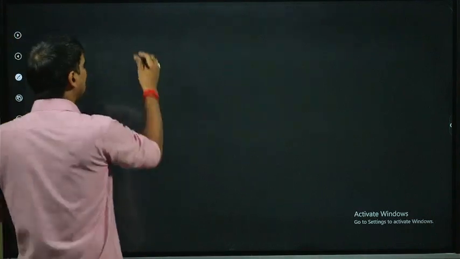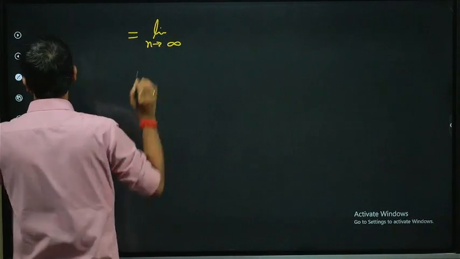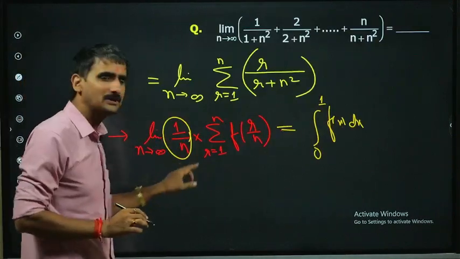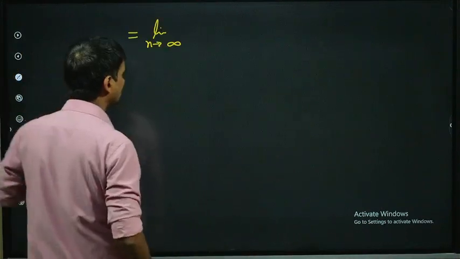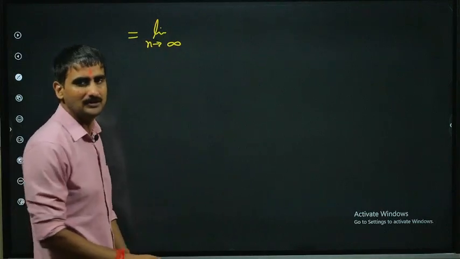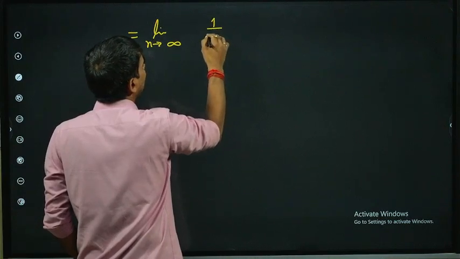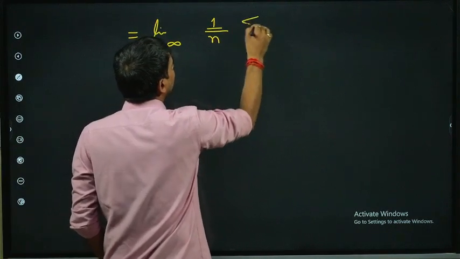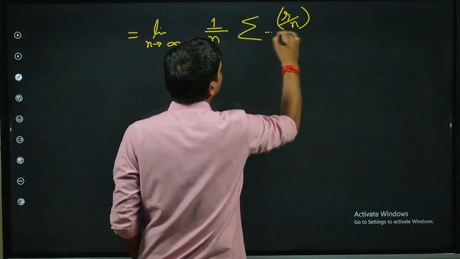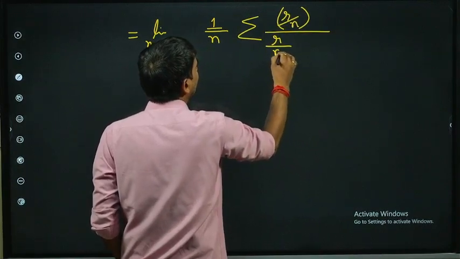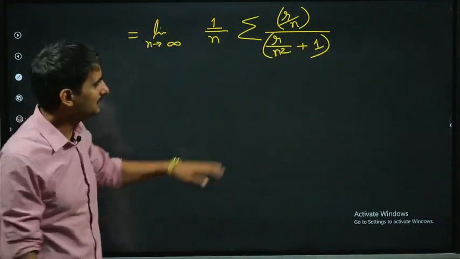Now if I try to write it in that form, limit as n approaches infinity, the simplest thing I can see here is how to get 1 by n. So for that I will take n square common here, and then what do we get? We have 1 by n, I am taking n out of it and taking 1 n to the numerator to balance it. The problem is r by n square plus 1. That's the problem. See, the numerator is well settled.